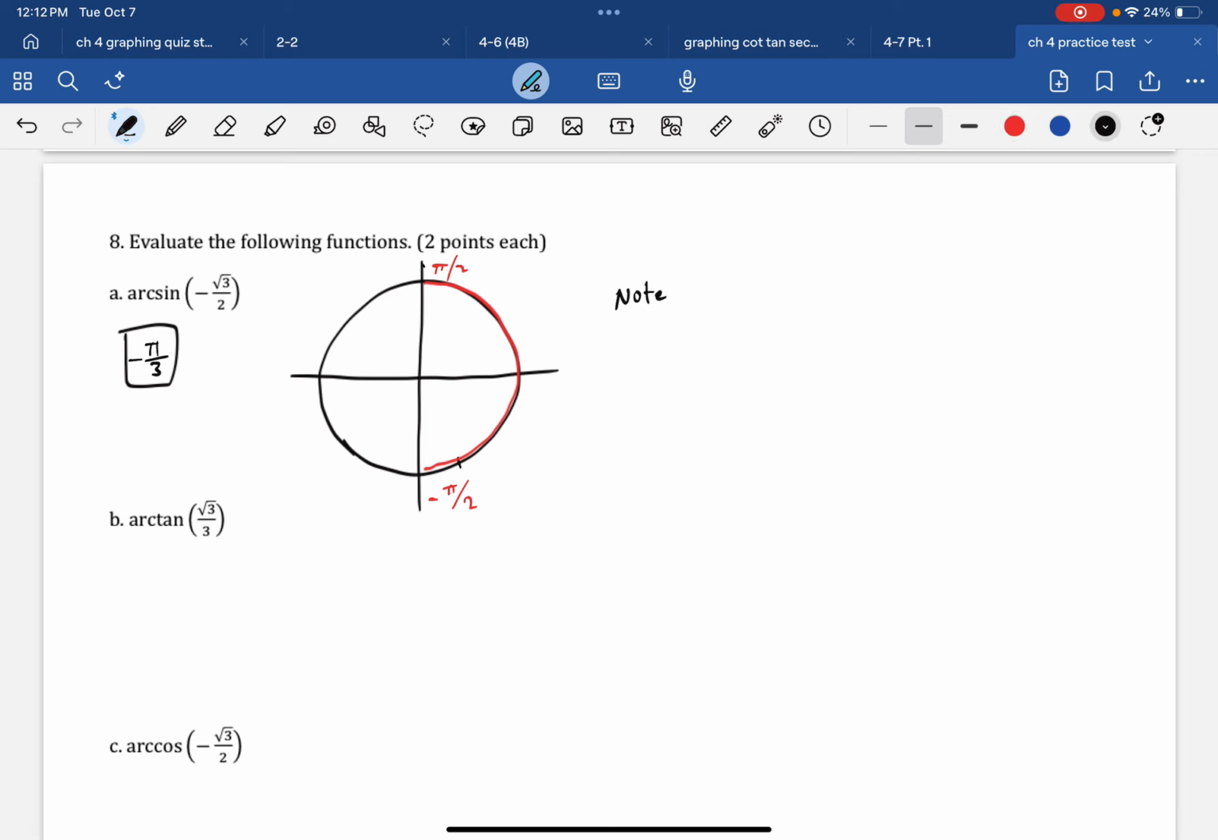So note, negative 2 pi over 3 is wrong. So is 5 pi over 3. Even this point here is technically equivalent to 5 pi over 3. 5 pi over 3 does not lie within the range of arcsine, which is negative pi over 2 to pi over 2. So these answers would all be wrong.